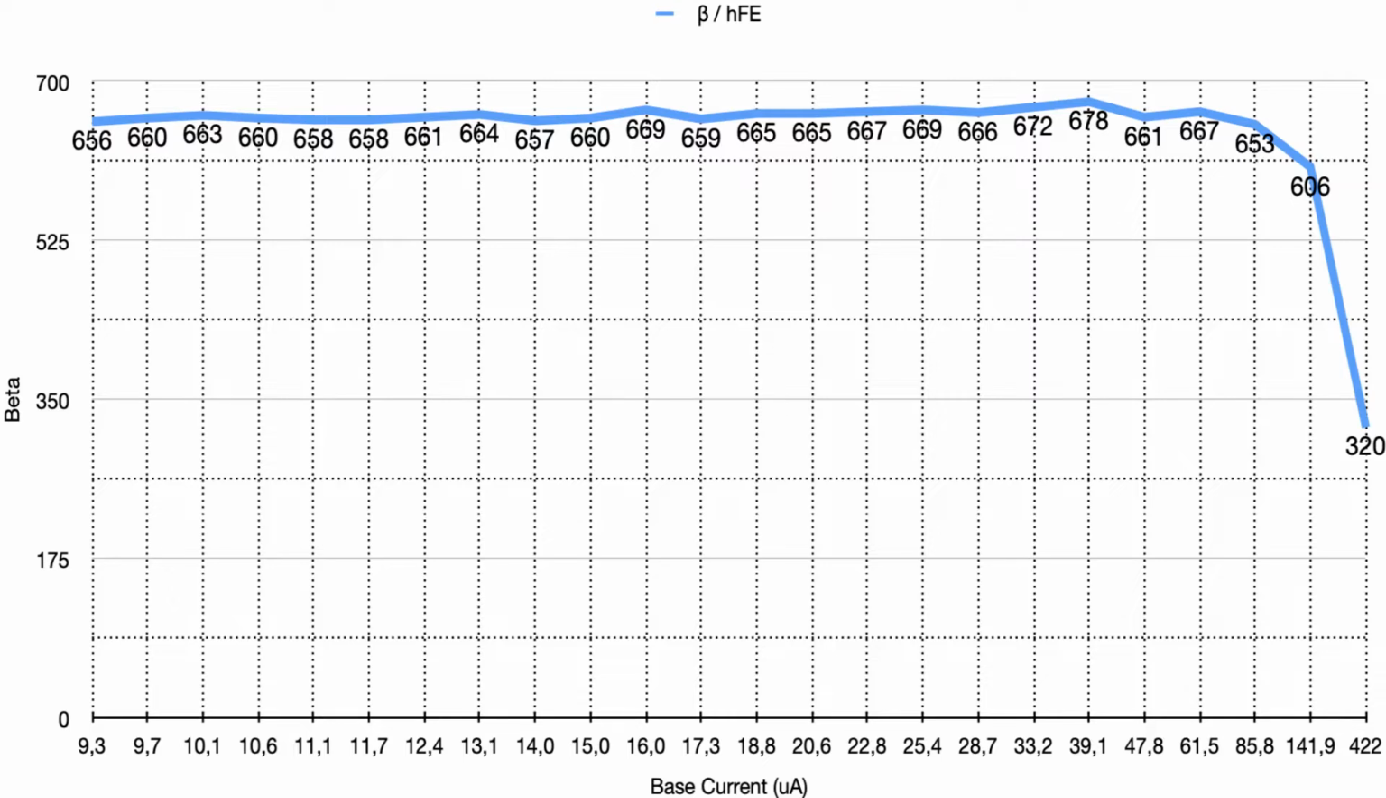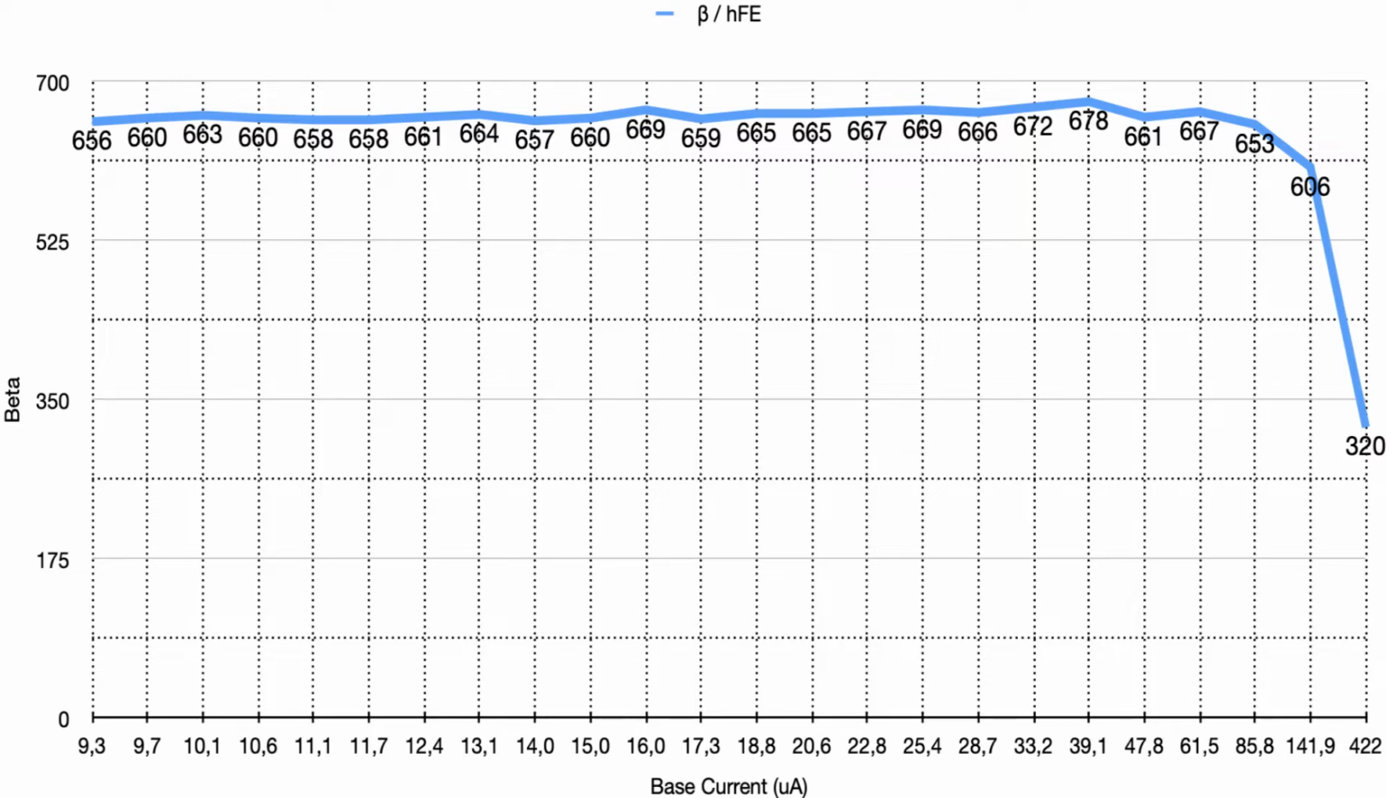Okay, and then if we look at the next values here along this blue line, you see we stay well within this range of 660. So sometimes below, sometimes above, but well in that range until then. They're around this 85.8 microampere, and after that point we fall down in beta. Then we end up at 606 once we go to 141.9 microampere. Yeah, and so that's about the deal until 85.8. We have a nearly constant beta of around 660, and then we fall down.